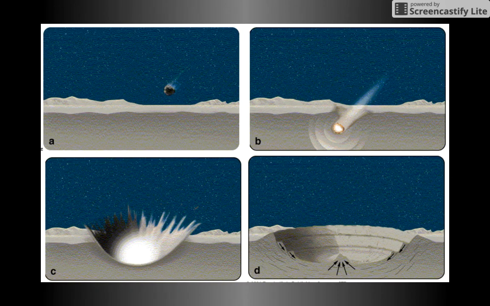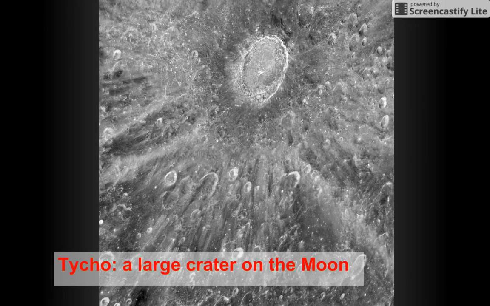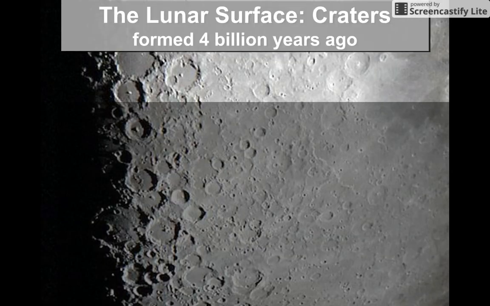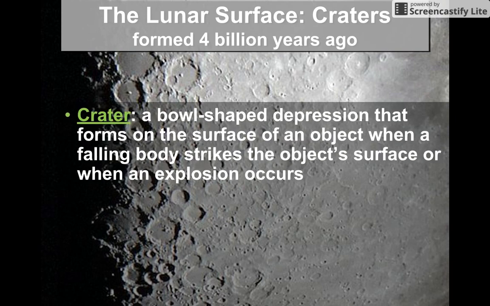This diagram shows an object hitting the surface of the moon. One thing you may notice is that even though the meteorite is coming in at an angle, the resulting crater is still round. This is Tycho, a very large crater on the moon. Craters formed about 4 billion years ago on our moon. A crater is a bowl-shaped depression that forms on the surface of an object when a falling body strikes the object's surface or when an explosion occurs.